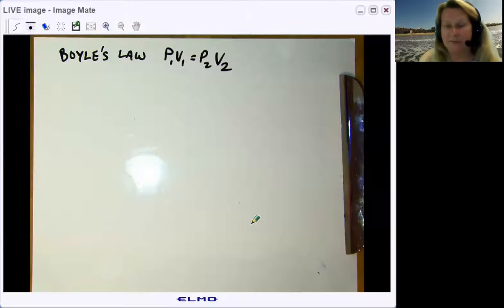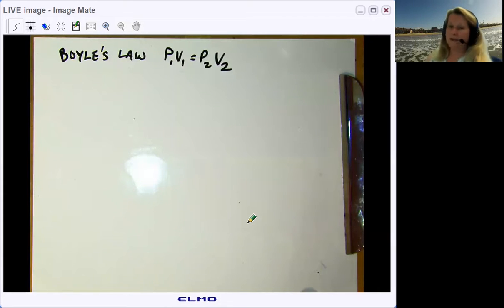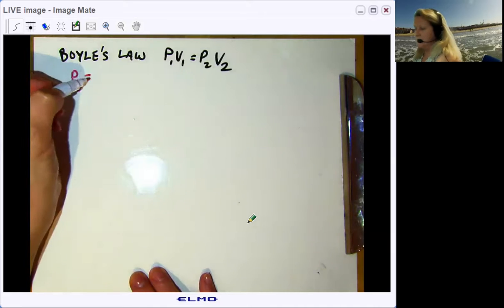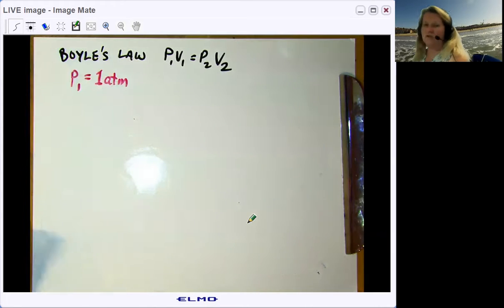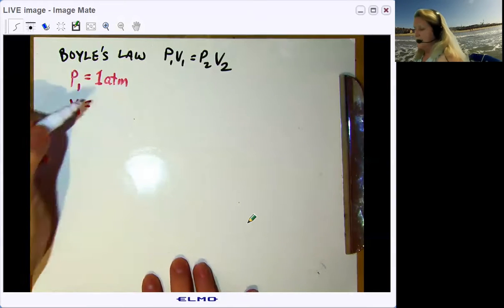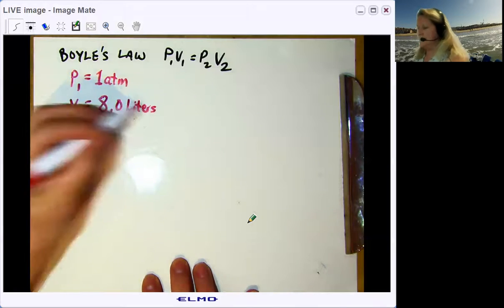So I'm going to start sharing my screen with you so you can see some examples of Boyle's law in action. So in this first one, we've got the formula for Boyle's law. And Boyle's law simply says the first pressure times the first volume has to equal the second pressure times the second volume. So let's say you have a container, and initially the container has a pressure of 1 atmosphere. That's just normal atmospheric pressure. And the volume of the gas, let's keep the numbers easy. Let's say the gas takes up 8.0 liters initially.